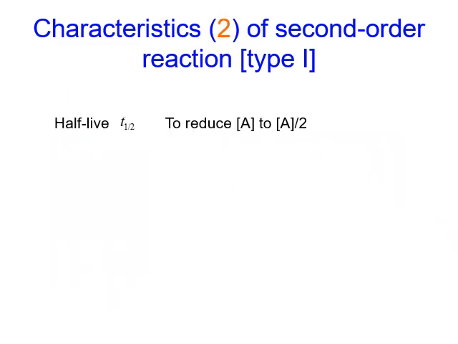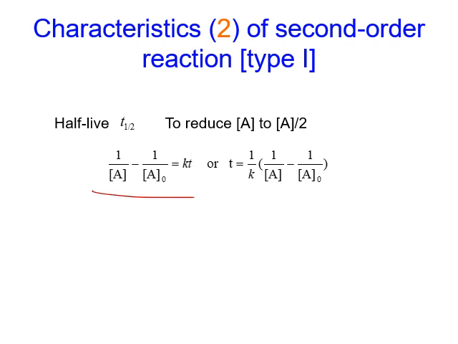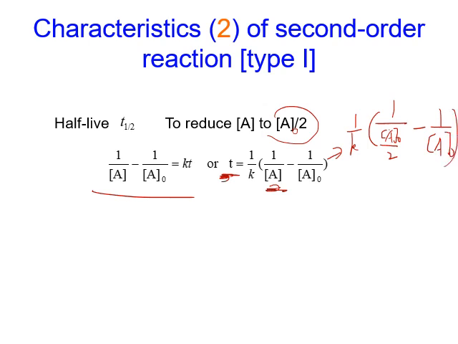What is the half-life for a second order reaction? To calculate half-life, we start with the integral rate law, and then we modify it so that we can calculate the time if we know the concentration. So when the concentration becomes half of the initial concentration, this equals 1 over k, 1 over (half A naught) minus 1 over A naught. Then 1 divided by half A naught equals 2 divided by A naught.